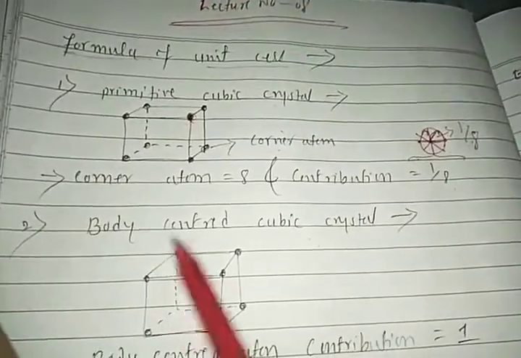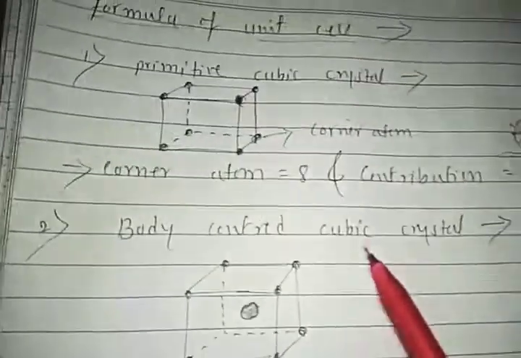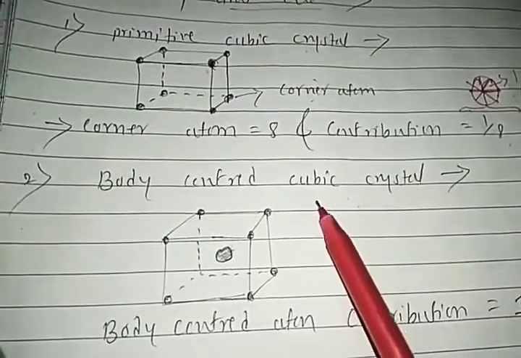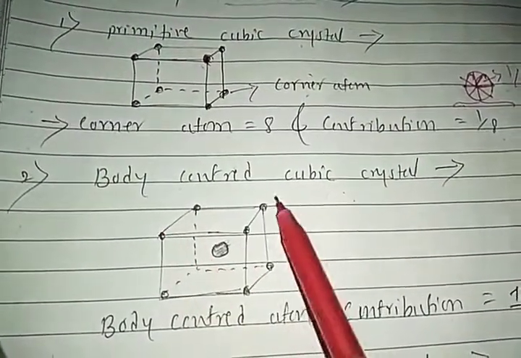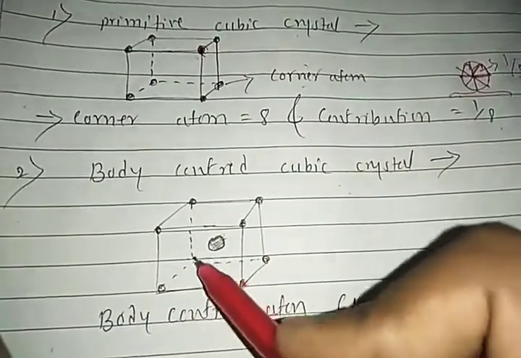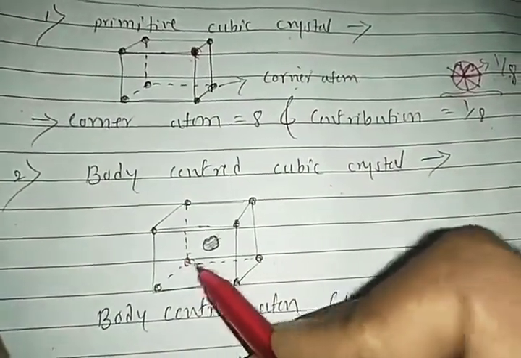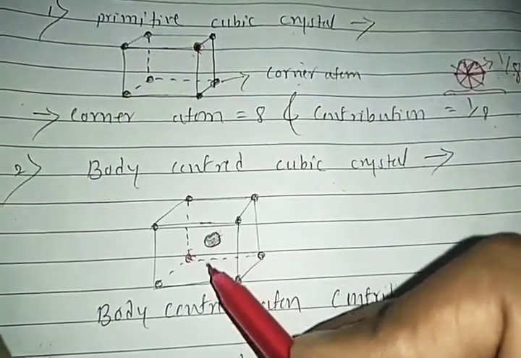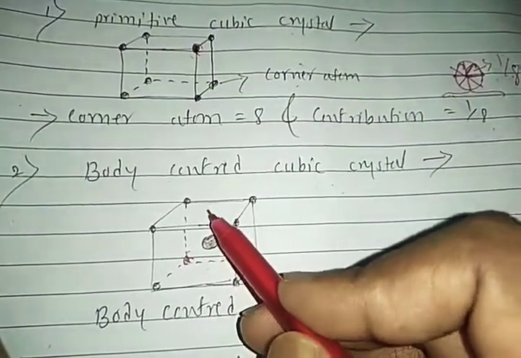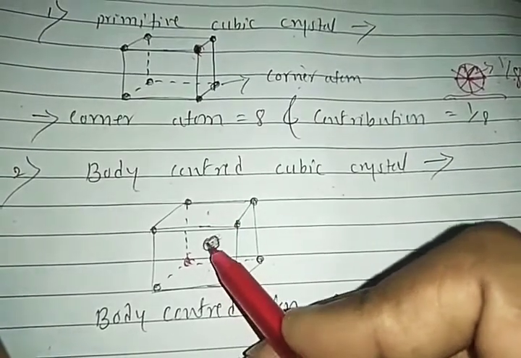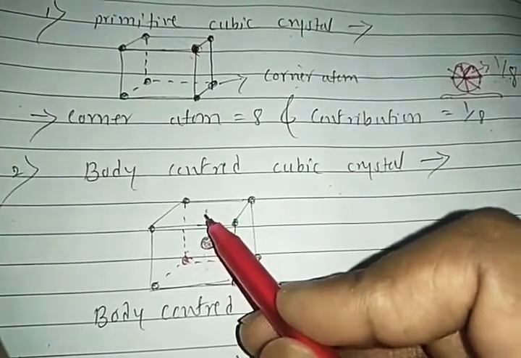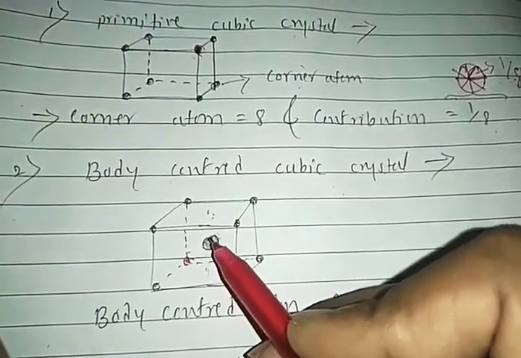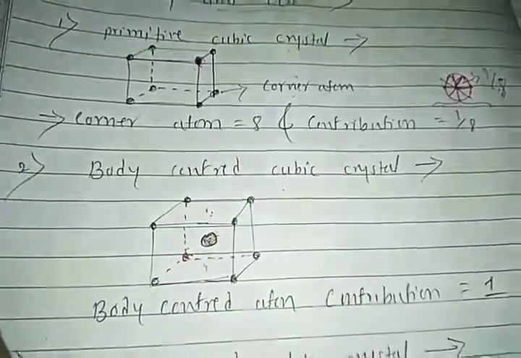Next, second one, body centered atom. Body centered cubic crystal means atoms at the corner as well as one atom at the center of the body. It cannot lie at the bottom or above the top of the element. It is at the center, in between the top and bottom of the element. So that is body center.